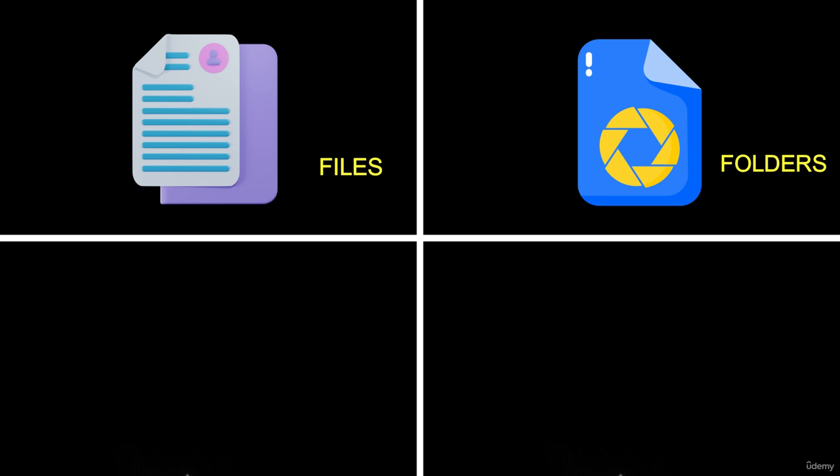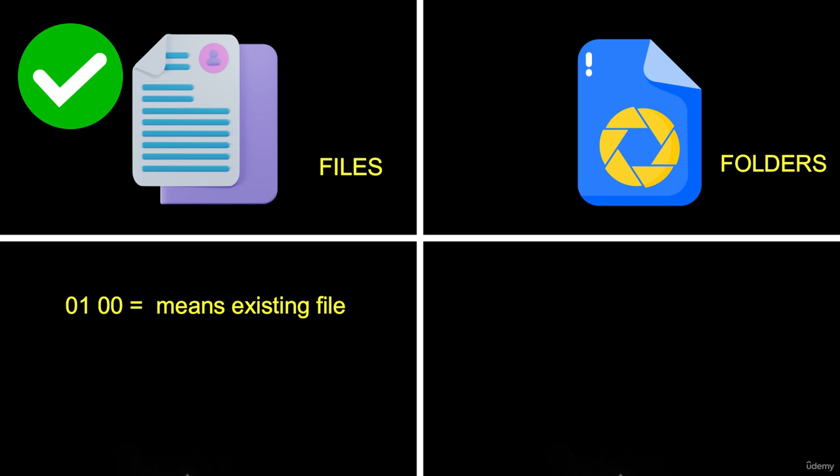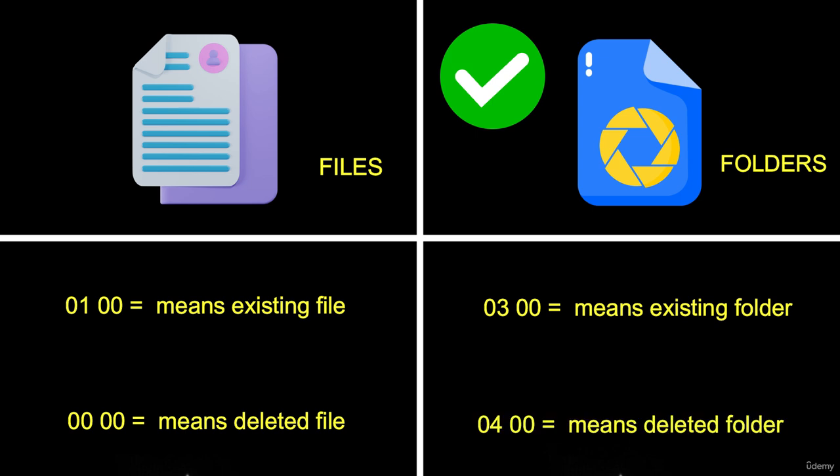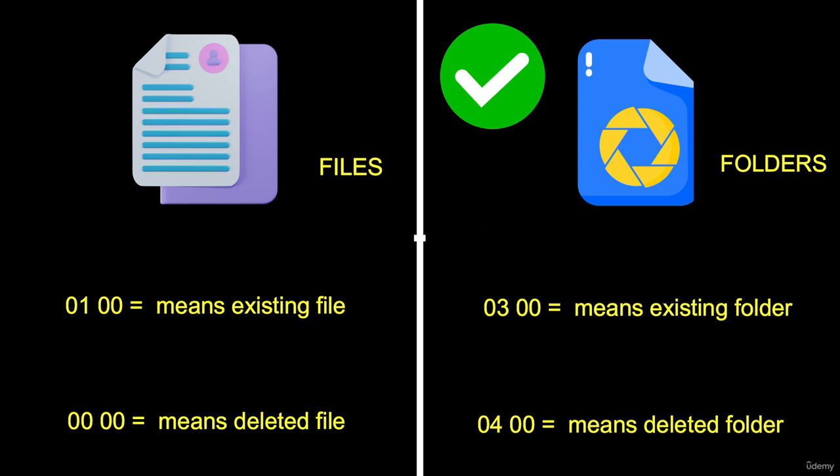For the file section, 01 means the file exists, meaning it is an existing file. If it represents 00, that means the file is deleted, a deleted file. Similarly, the same thing applies to the folder section. If it represents 03, that means an existing folder. Okay, the folder is present. If it is 04, that means the folder is deleted, a deleted folder.